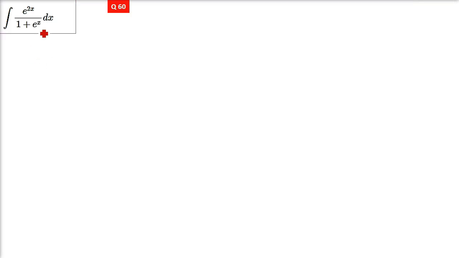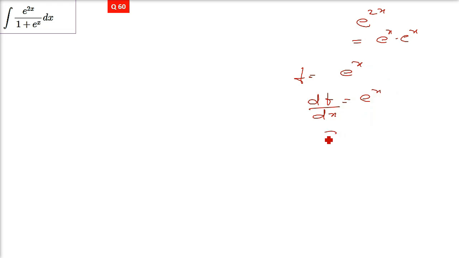E raise x. Now e raise 2x divided by 1 plus e raise x. So if you have already done this question, let me tell you, you might have done like this: e raise x into e raise x. E raise 2x can be written like this. So t is equal to e raise x, dt by dx will be equal to e raise x when we differentiate it. There is nothing with x, so it will be just e raise x. Dx goes on the right, dt will be e raise x dx.